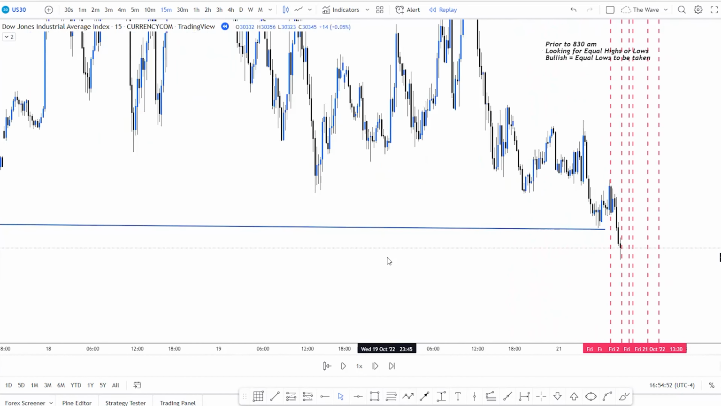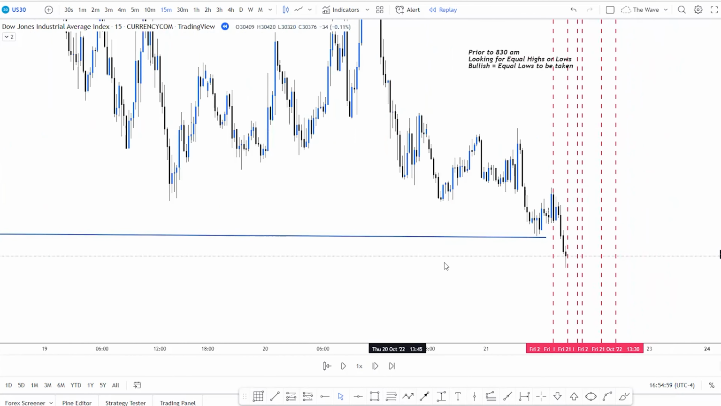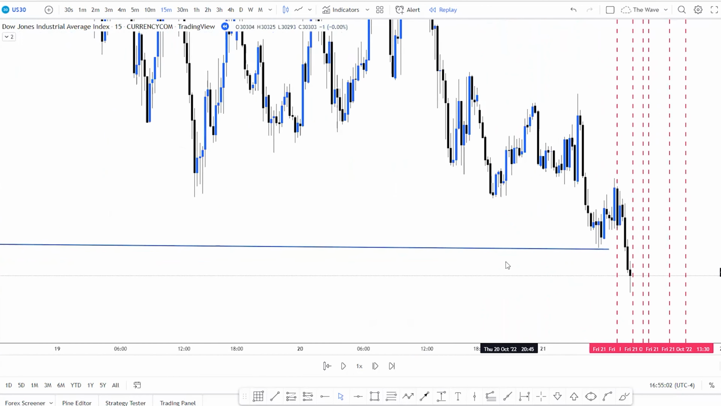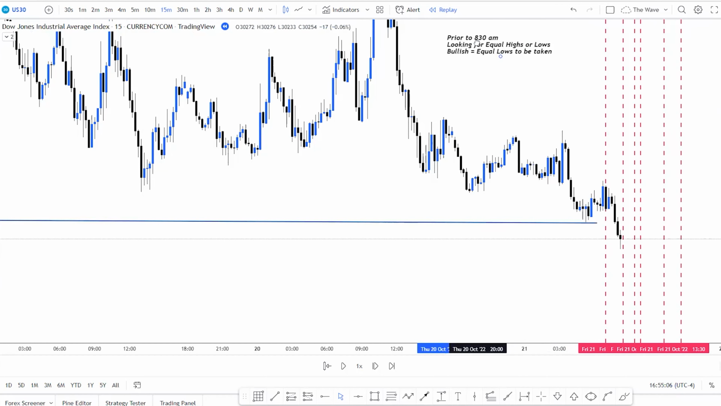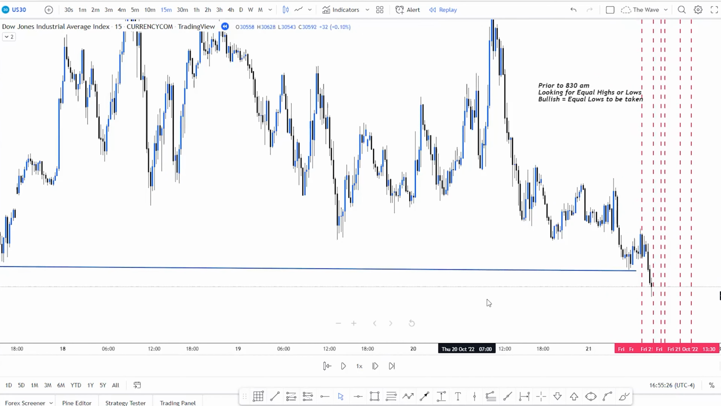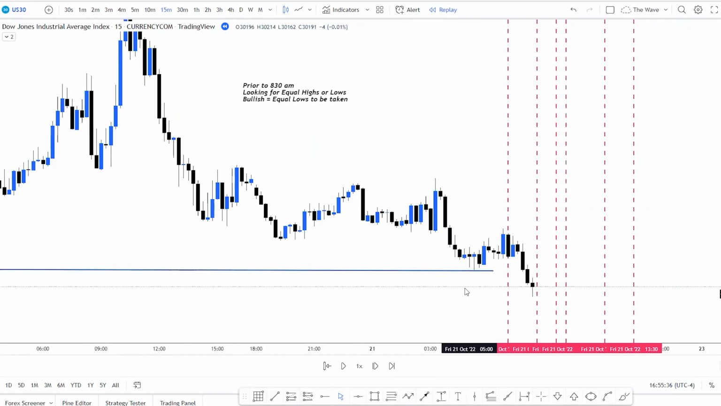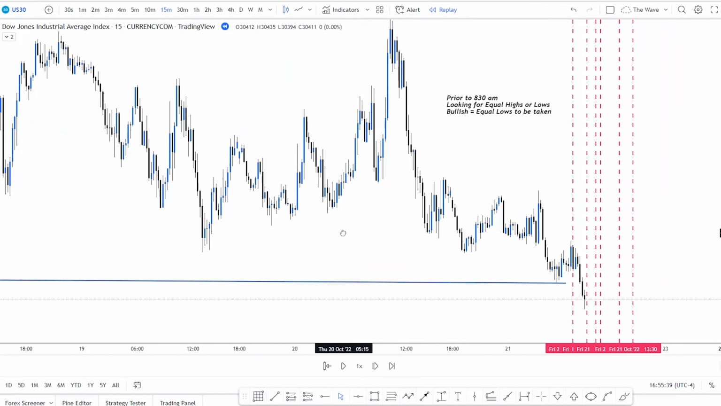So now we know the swing low, the equal lows, have been taken. Now we're getting ready to look for our possible buy entry signal setups. So step one on the 15-minute time frame is, prior to 8:30, we're looking for equal highs or lows. Since we're bullish from external liquidity, we're looking for internal liquidity, which is these equal lows to be taken. Prior to 8:30, we have these equal lows, which were already taken just before the open, right?